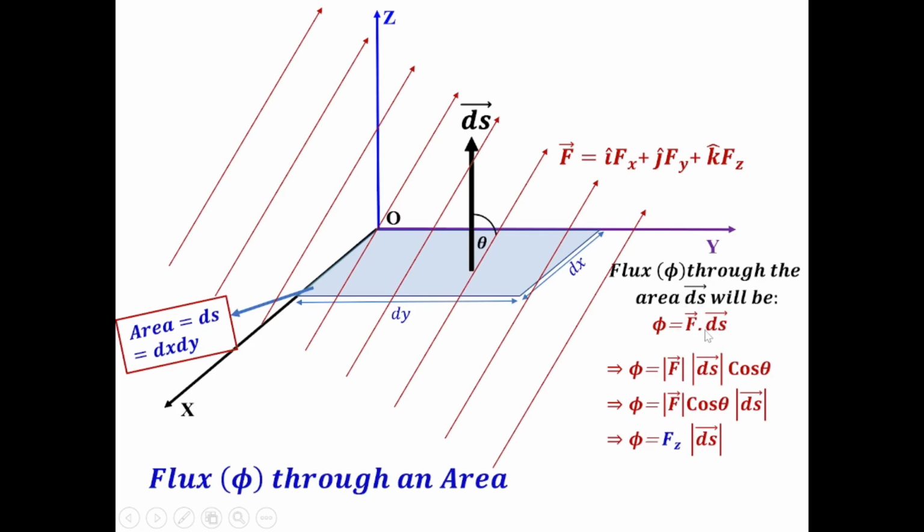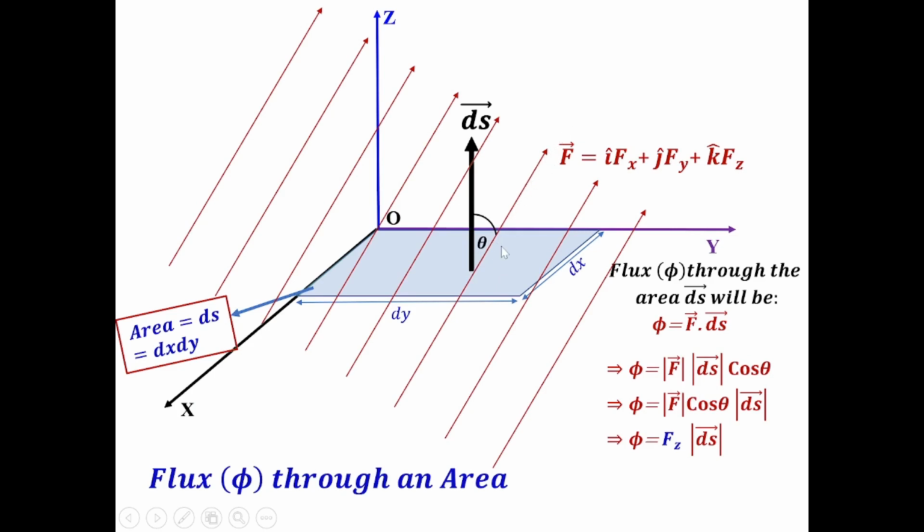Okay, so now the flux through this area ds will be F dot S, as we know. Here F dot S means magnitude of F times magnitude of area into cos theta, as it is a dot product, or we can write F cos theta ds. So here you can see F cos theta is nothing but your z component.